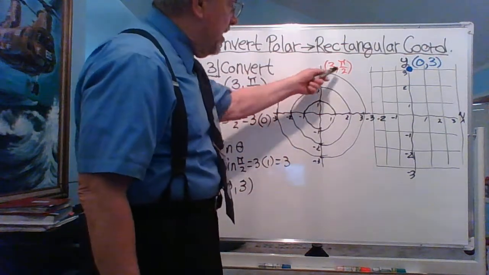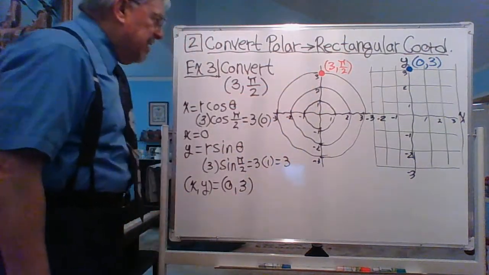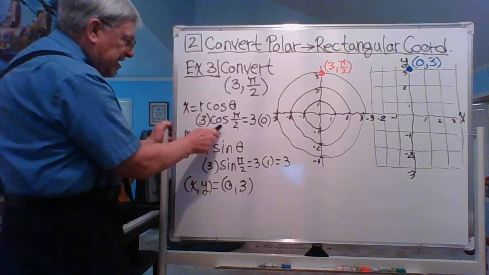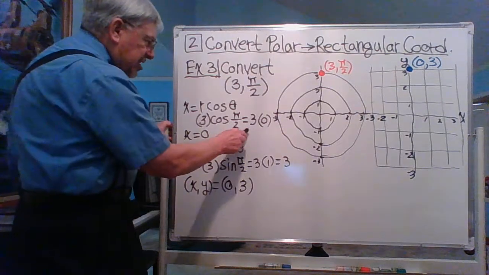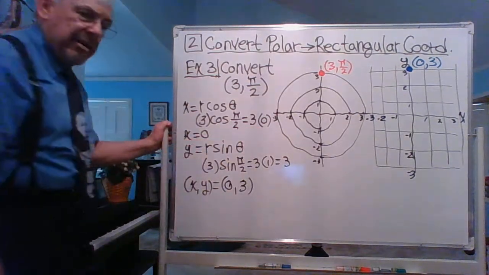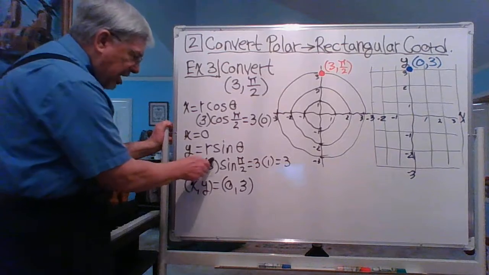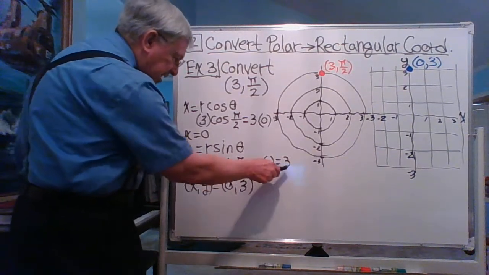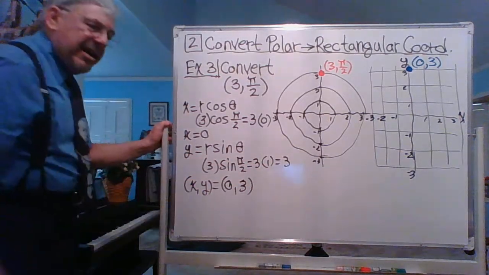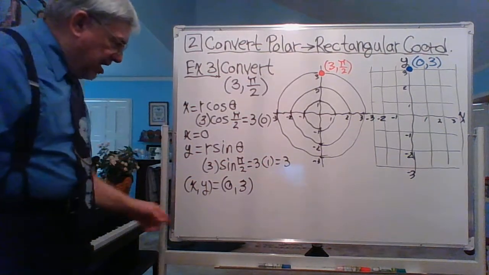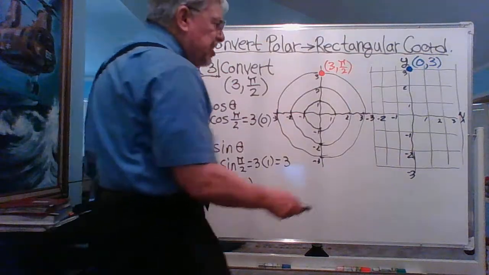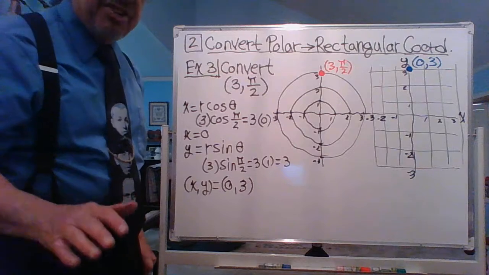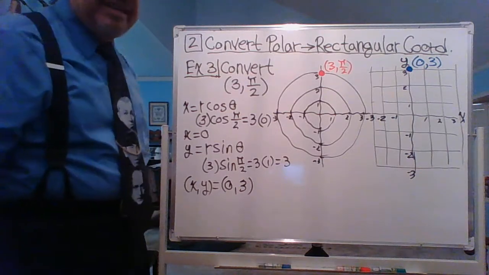So here at 3 pi over 2, I have a point there. So x is going to be r cosine theta, or 3 times cosine pi over 2, which is 3 times 0, or x equals 0. Y is equal to r sine theta, or 3 times sine pi over 2. 3 times 1 is 3. So my xy coordinates then are the point 0, 3, which I have right over here, 0, 3. So you can see it's in the same relative position in both coordinate systems.